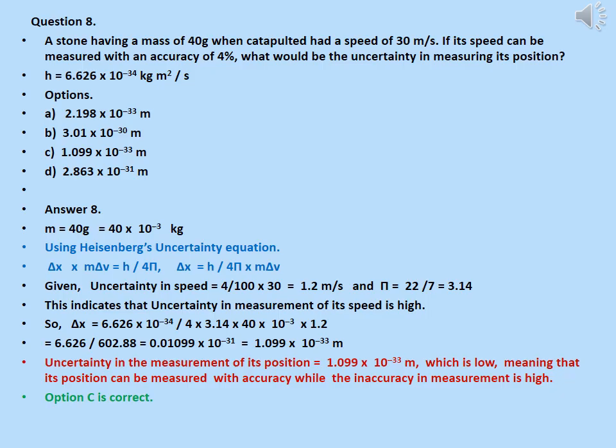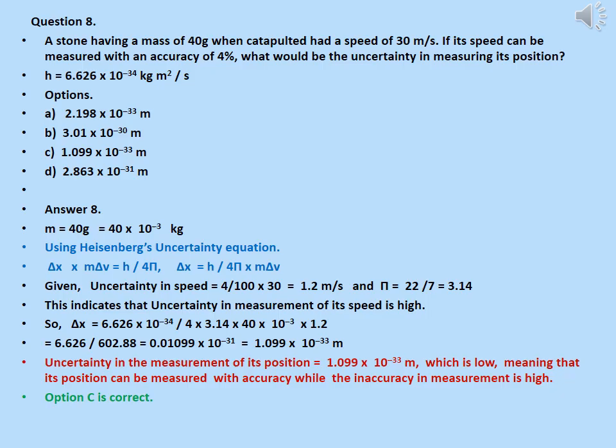Planck's constant is given as 6.626 × 10^-34 kg m²/s. Four options are given. This problem is an application of Heisenberg's uncertainty principle. Directly use the formula and arrive at the answer. Here, h, Planck's constant, is given in kilogram meter square per second.